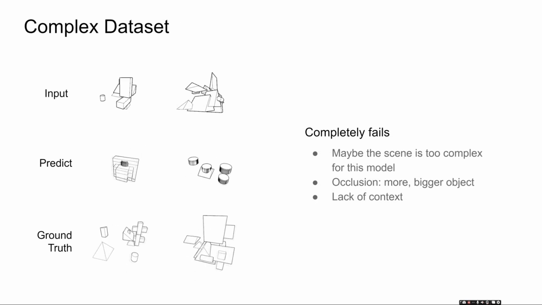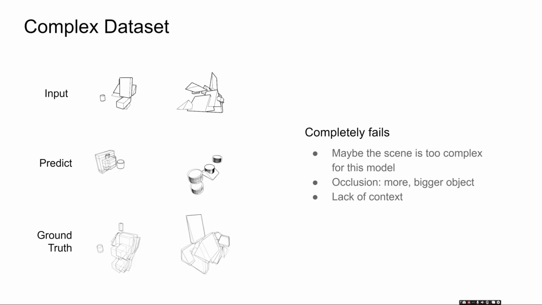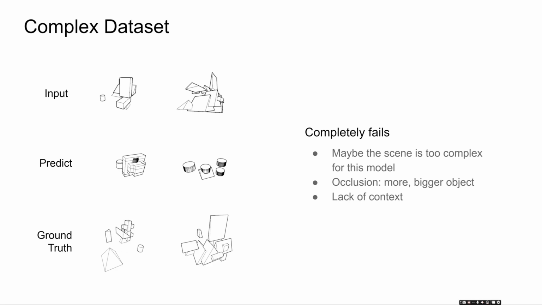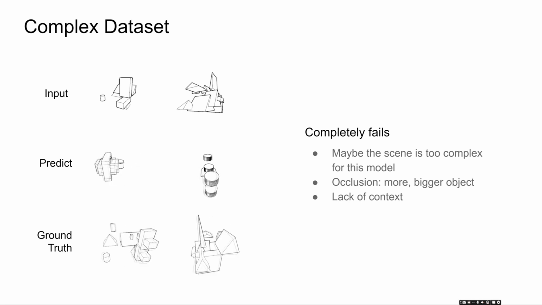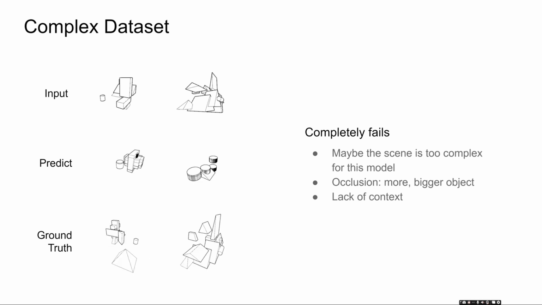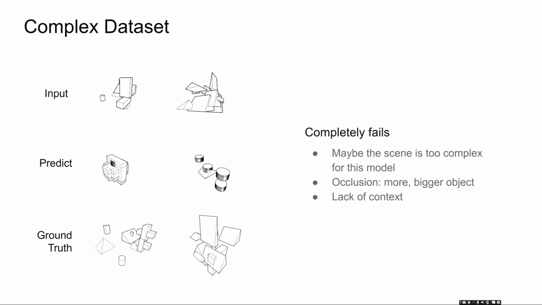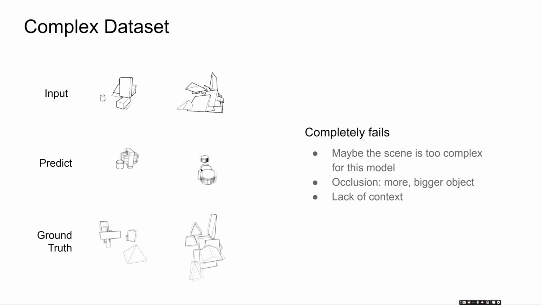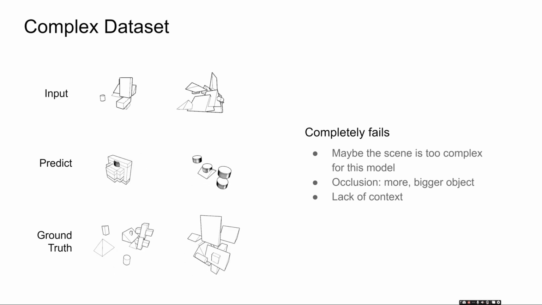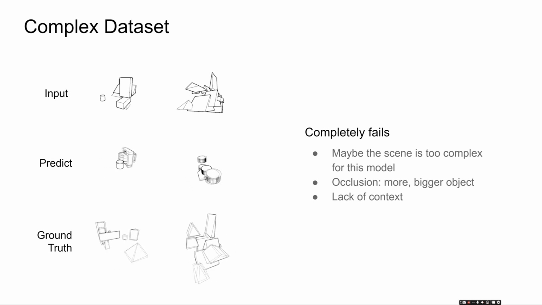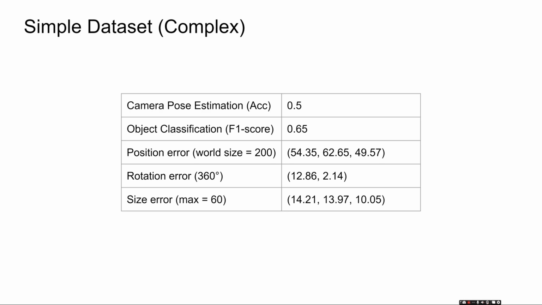Finally, the complex dataset. I think it completely fails. You can see the predicted result has nothing to do with the input and the ground truth. For the reason of failing, I guess maybe the scene is too complex for this model, or since the number of objects and the size are increased, the occlusion may produce too much noise when training. Also, since the scenes are generated randomly, lack of context may also be an issue. These values are just disasters.